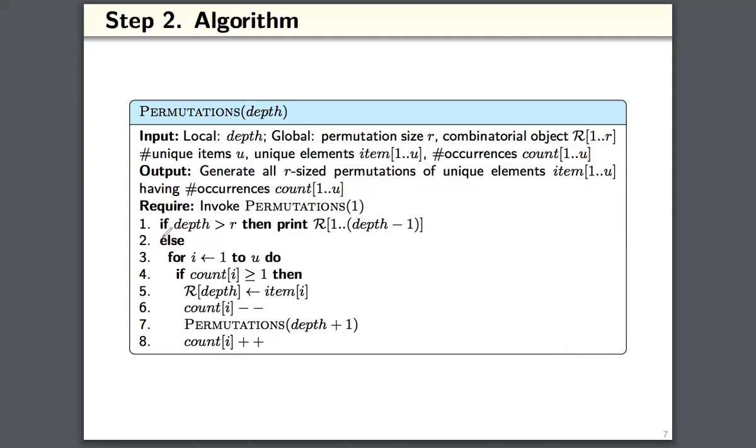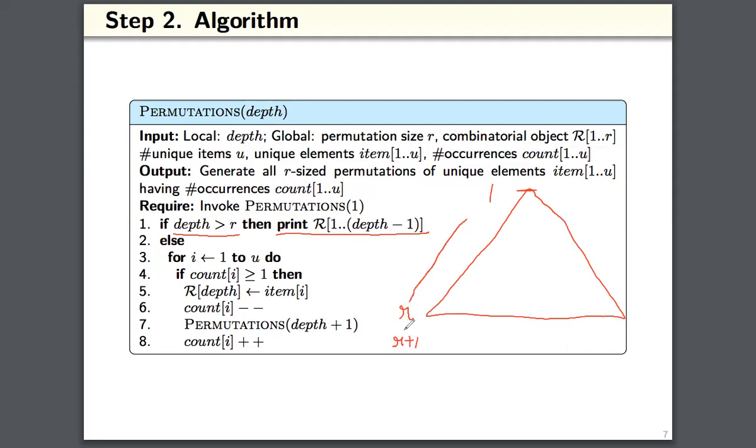Now, here is the code. Look at this. If depth is greater than R, then print R of 1 to depth minus 1. That means here is your recursion tree. This was 1 and this was R, so this is R plus 1. When the depth is R plus 1, what happens? Depth is greater than R means depth is R plus 1. You went to a level that is greater than R. This is where you need to stop and output. This is the exit condition.